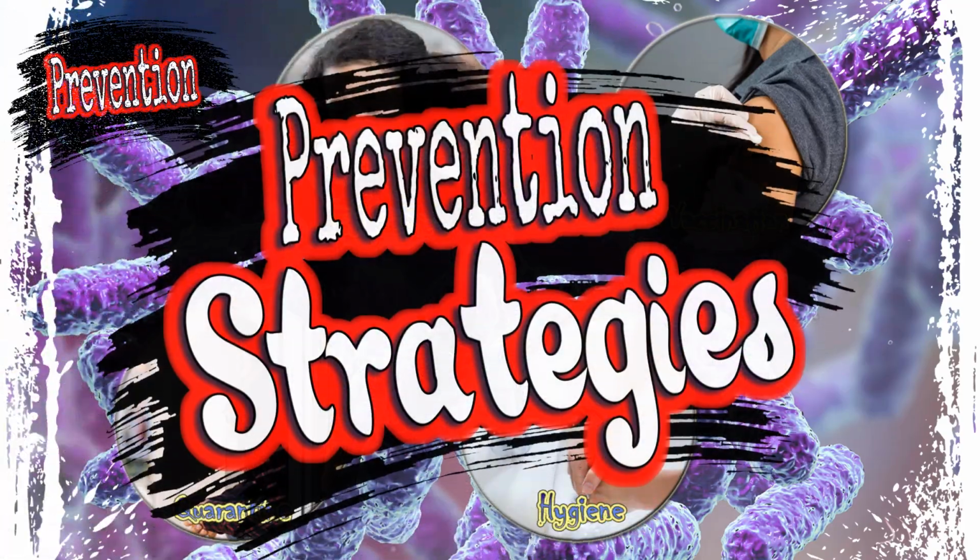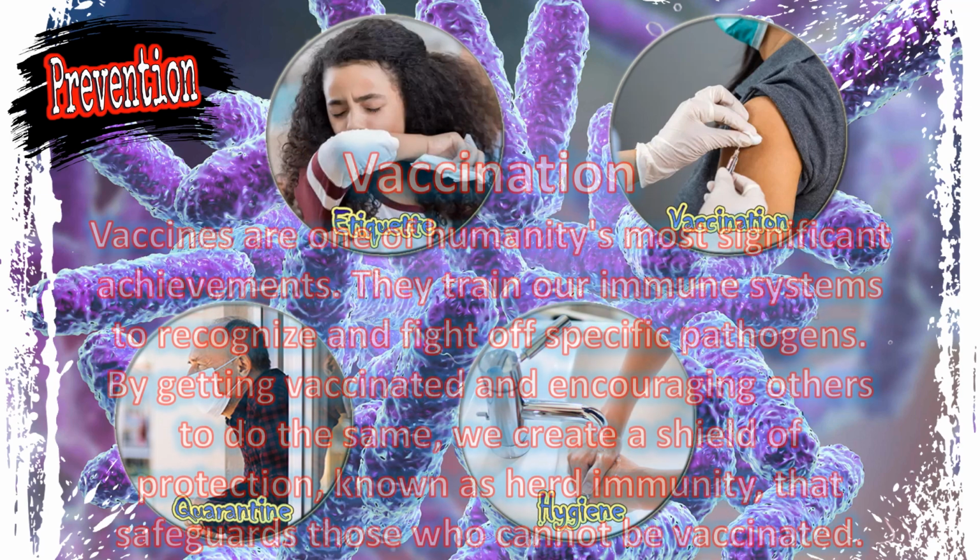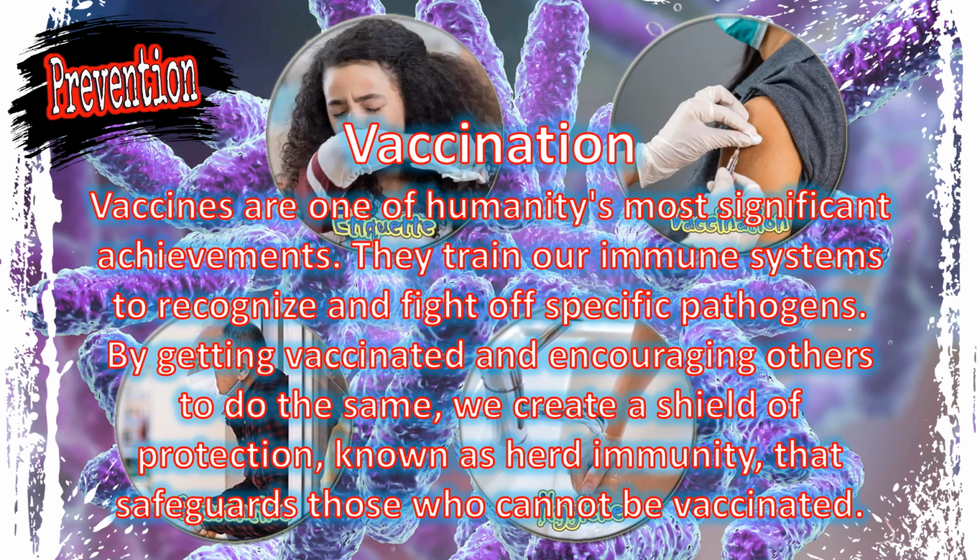Prevention strategies. Vaccination. Vaccines are one of humanity's most significant achievements. They train our immune systems to recognize and fight off specific pathogens. By getting vaccinated and encouraging others to do the same, we create a shield of protection, known as herd immunity, that safeguards those who cannot be vaccinated.